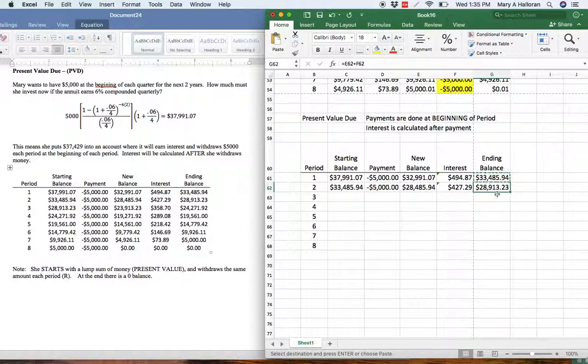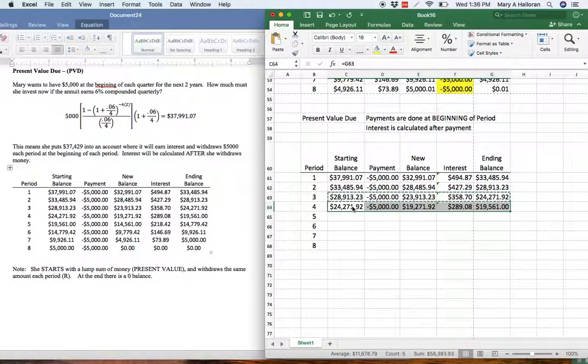So now I've got 28,913. If I add 427 to this, I get this much. So then that'll be how much I have at the beginning of my next period. I'm going to pull out $5,000. So I have to deduct that. So now I'm down to 23. But this money is going to earn some interest. And that interest will get added to my account. And so on and so on. And this process is going to keep repeating.